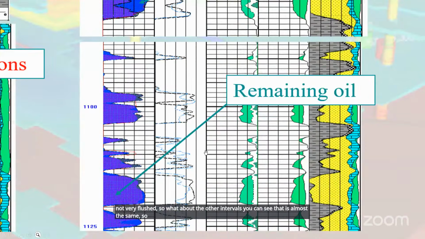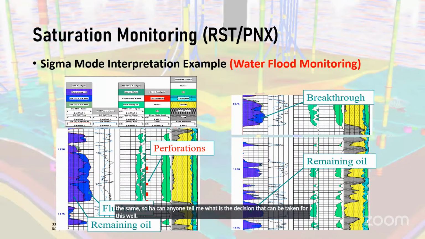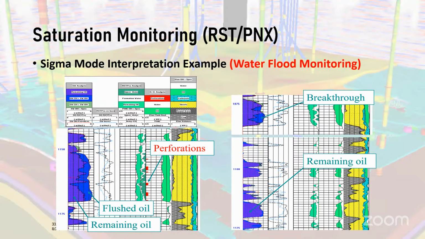So, can anyone tell me what decision can be taken for this well? Yes, shut off. And we have some BCO, some behind the casing opportunities that can be perforated.